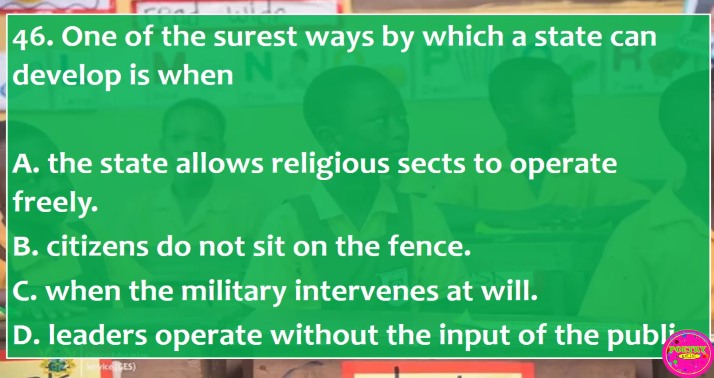Question 46. One of the surest ways by which a state can develop is when A. The state allows religious sects to operate freely. B. Citizens do not sit on the fence. C. The military intervenes at will. D. Leaders operate without the input of the public. The correct answer to this question is B. Citizens do not sit on the fence.